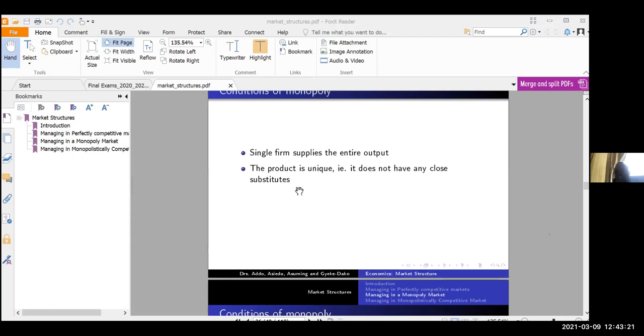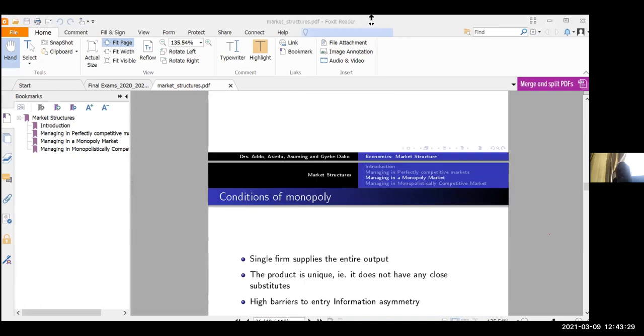All right. So a single firm supplies the entire output. The product is unique. It doesn't have any close substitutes. In that sector, for example, yeah, Francis, ask your question and then I can move on.